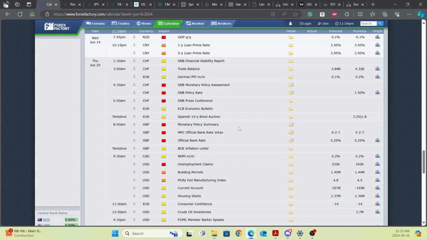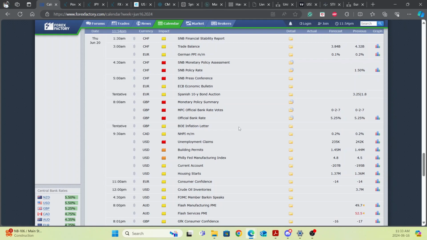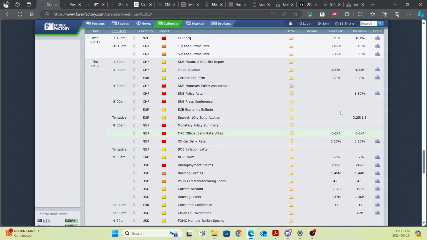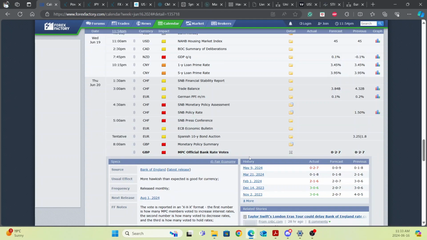So if we look at the Great Britain Pound Monetary Policy Summary, or MPC official rate votes, expectations are for the Bank of England to hold the base rate at its current level of 5.25%. So the votes still show two members, 0, 2 and 7.